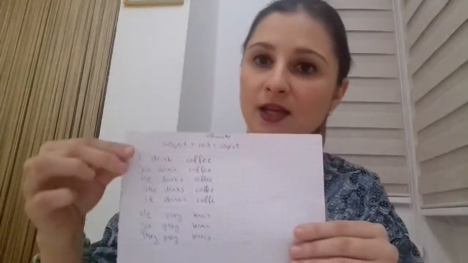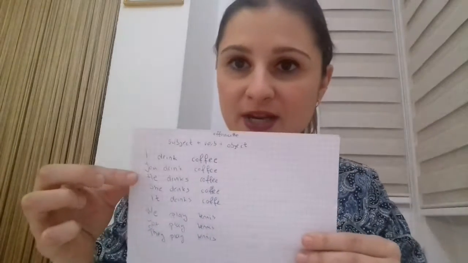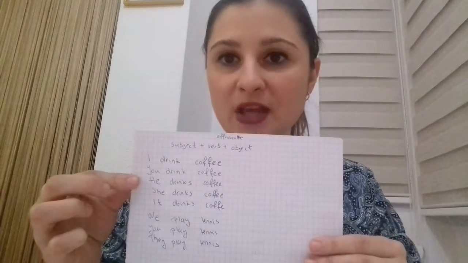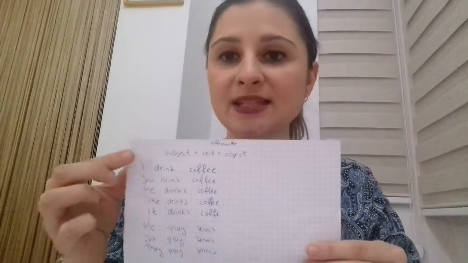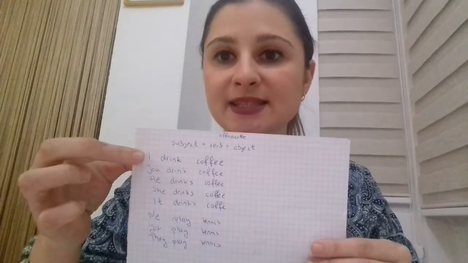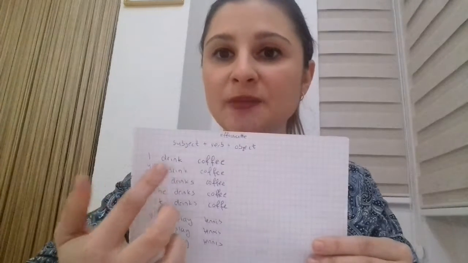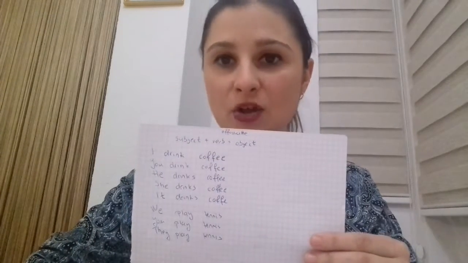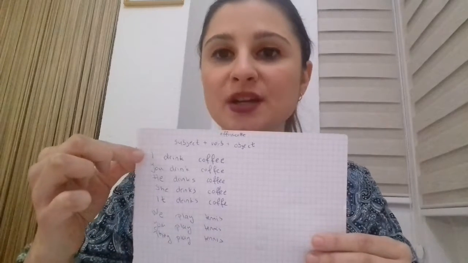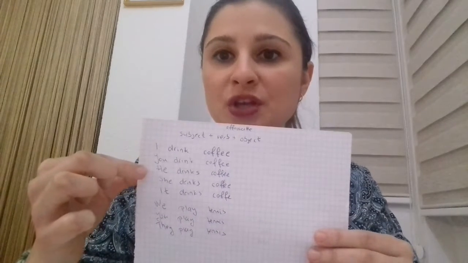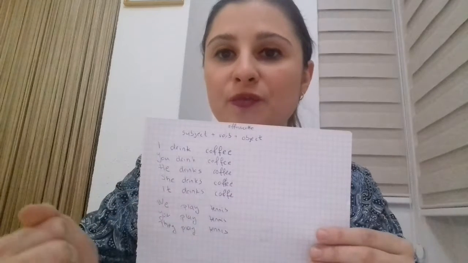How do we form a present simple tense? We form present simple tense the way I wrote here: subject plus verb plus object. What does it mean? That means I is the subject. I used here drink as a verb and coffee as an object. I drink coffee. You drink coffee. He, she, it drinks coffee.